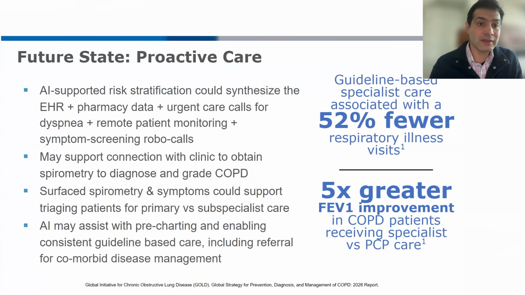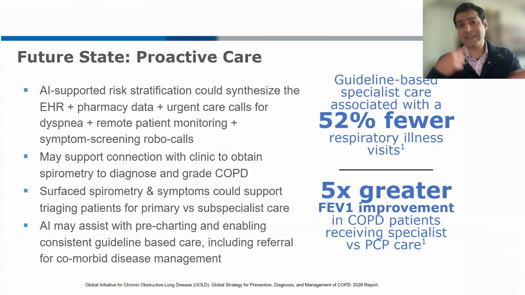Next slide, please. So what I really anticipate is that there's a future state that's much better, where we're proactive with our care for people with COPD and chronic pulmonary disease. Again, the AI-supported risk stratification, pull in all this fragmented data, the EHR, pharmacy data, urgent care calls, remote patient monitoring data, maybe symptom screening robocalls, call the whole patient catchment area and say, like, are you having these symptoms? If you are, we'll plug you in.